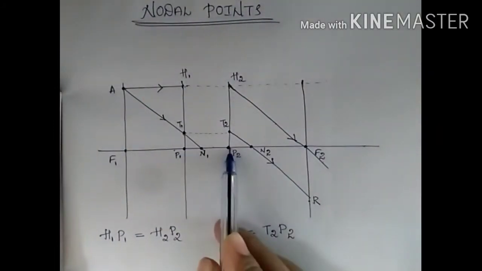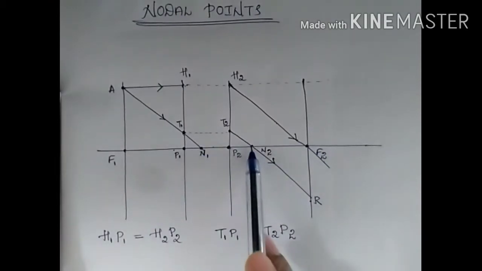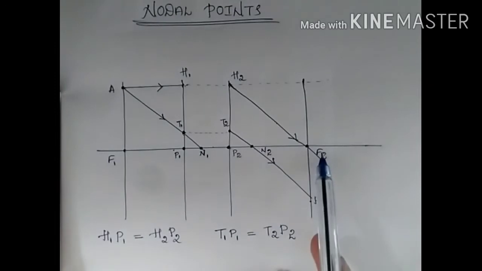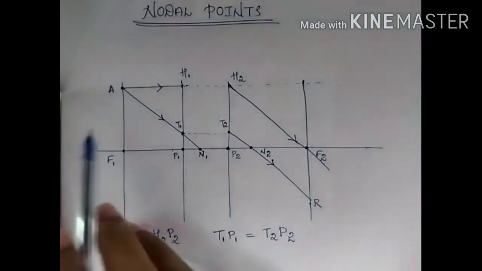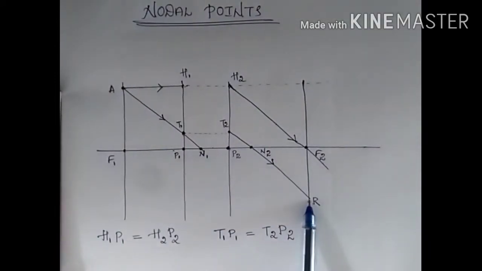P1, P2 are the principal points. F1, F2 are the focal points, and N1, N2 are the nodal points. So there are basically 6 points on the principal axis. So from the diagram, AN1 is parallel to T2R.